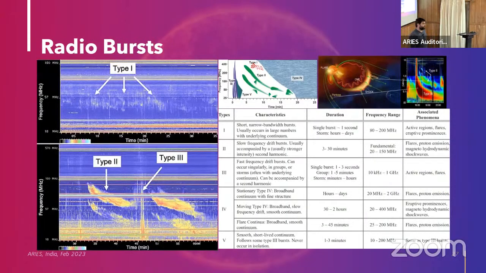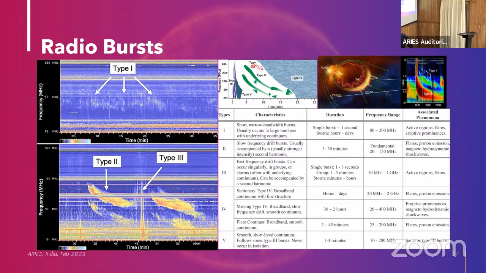Now I'll talk about the radio bursts. Radio bursts are basically brighter radio emission from the Sun, and they are characterized in the frequency-time domain. Depending on their shapes and sizes, they are classified into 5 categories. Type 1 are small noise storms, confined to a couple of 100 megahertz bandwidth. They have very fine structures in them.